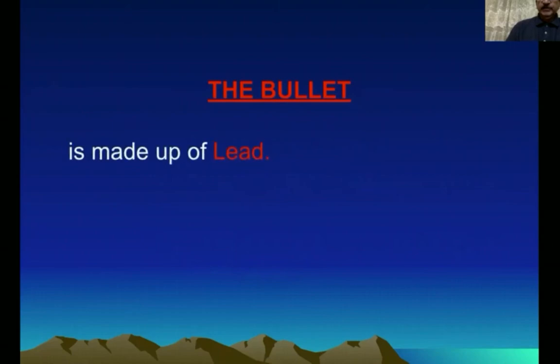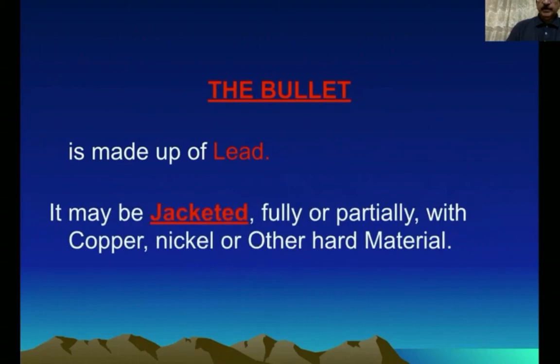The bullet is usually made up of lead, and it may be jacketed, as we have talked about earlier, as lead is a rough material with a coarse surface. To make it smooth, to make it polished, to offer less resistance in the air, it has been jacketed. That is, it has been covered with an alloy of another material to make its surface smooth. And that alloy can be of copper, nickel, or any other hard material.